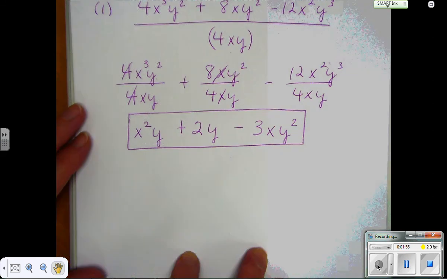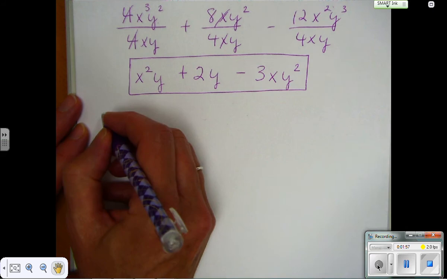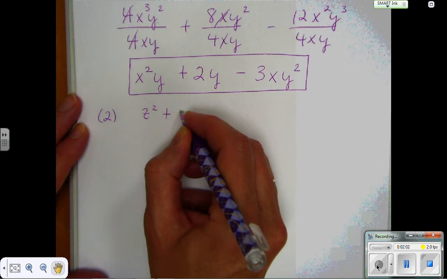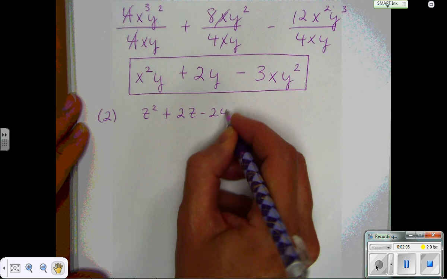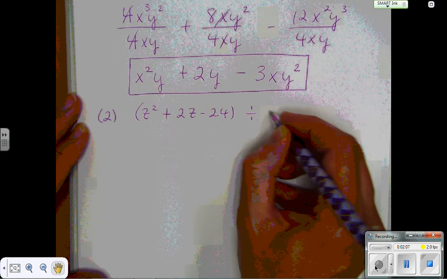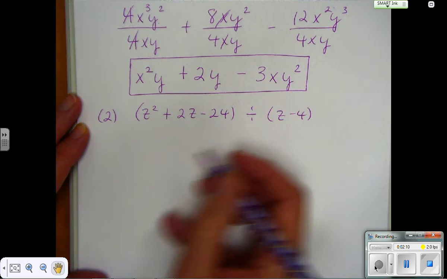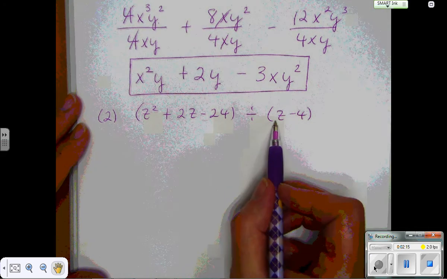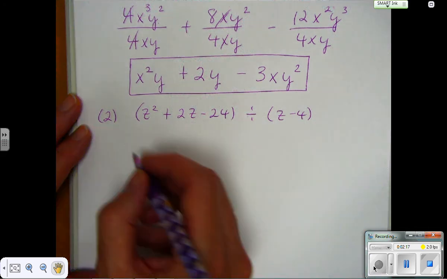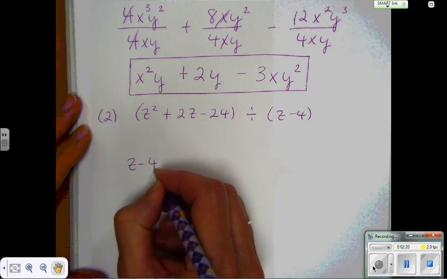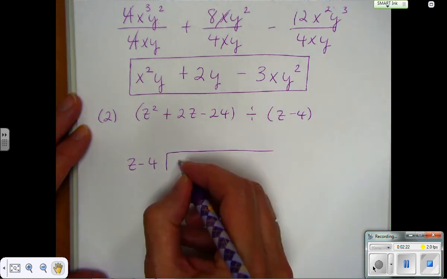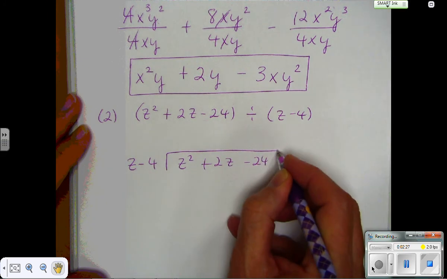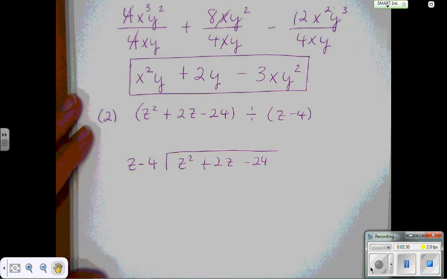The next division problem we're going to use is number 2, when I am dividing by a binomial. Okay, so this division method that I'm going to show you is called long division. So that's z squared plus 2z minus 24 divided by z minus 4. So what I'm going to do is set this problem up using a division symbol, just like you did when you were in grade school. And I am going to divide these two using a method similar to what you all did in grade school.